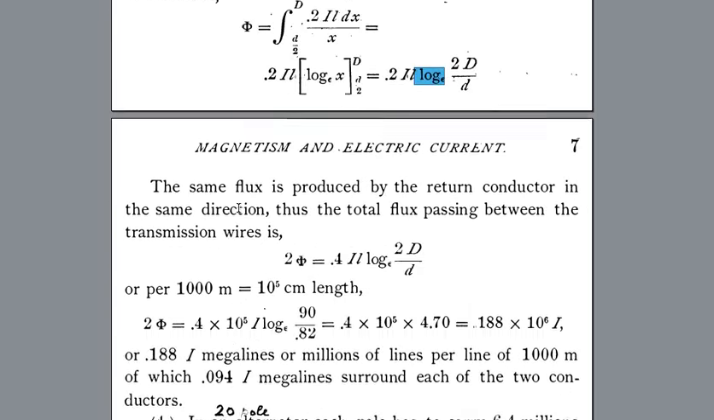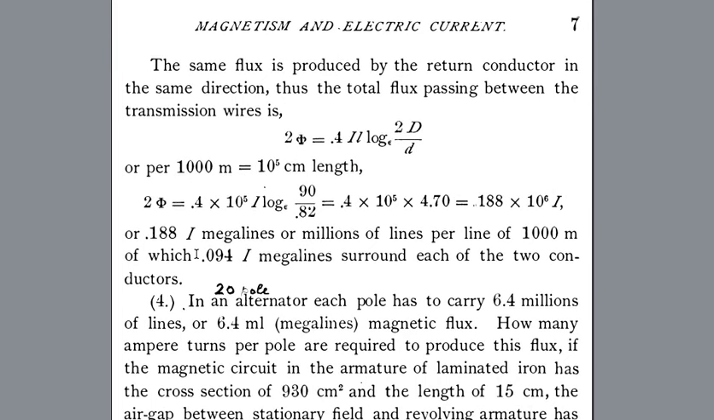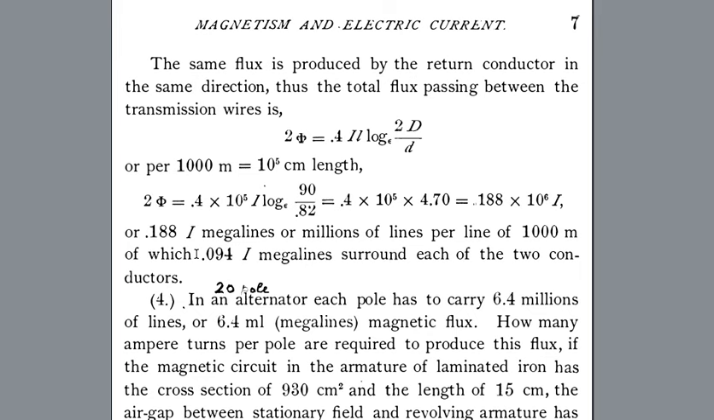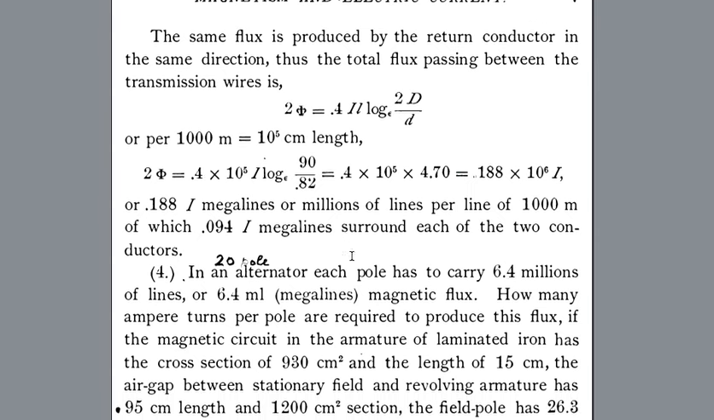For 1,000 meters, which is equal to 10 to the 5th power centimeters in length, 2 times phi equals 0.4 times 10 to the 5th power times I times the natural logarithm of 2 times D divided by d. Substituting the value of the natural logarithm, approximately 4.7, 2 times phi equals 0.4 times 10 to the 5th power times 4.7 times I, which equals 188 times 10 to the 6th power times I. This is equal to 0.188 times I megalines, or millions of lines per 1,000 meters, of which 0.094 times I megalines surround each of the two conductors.